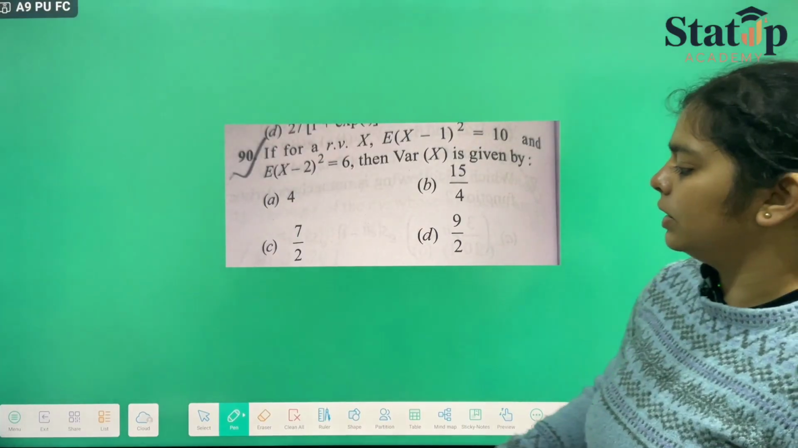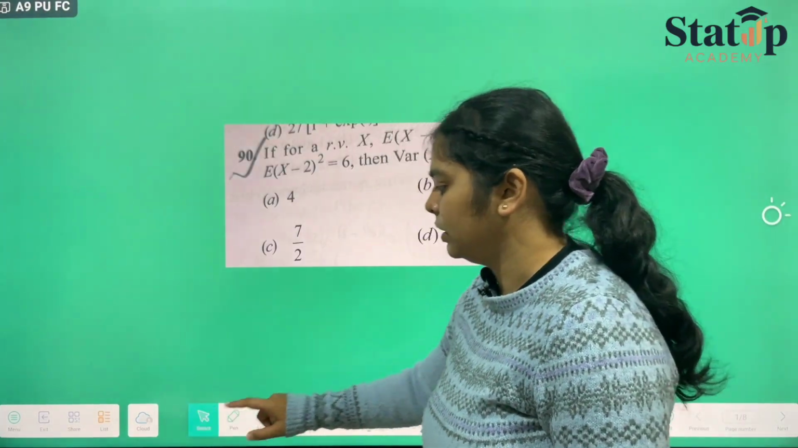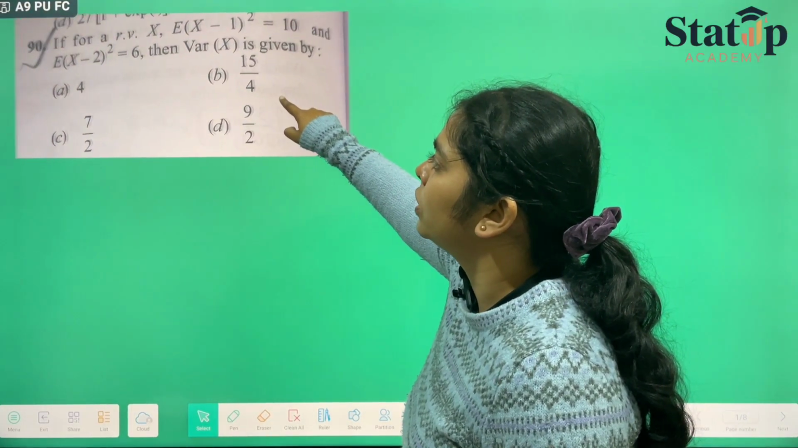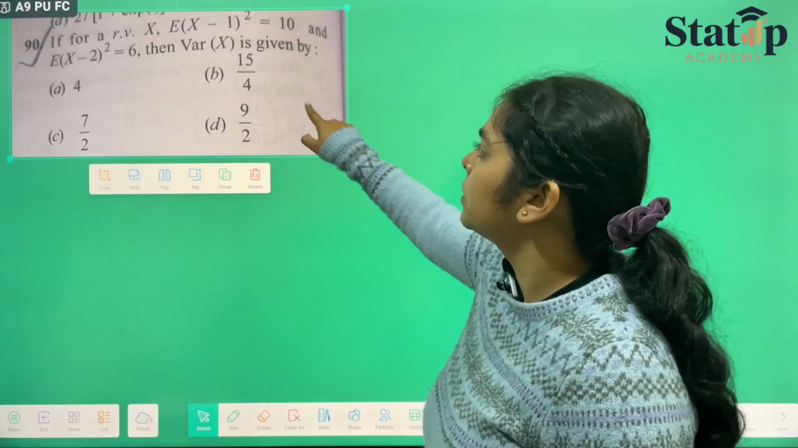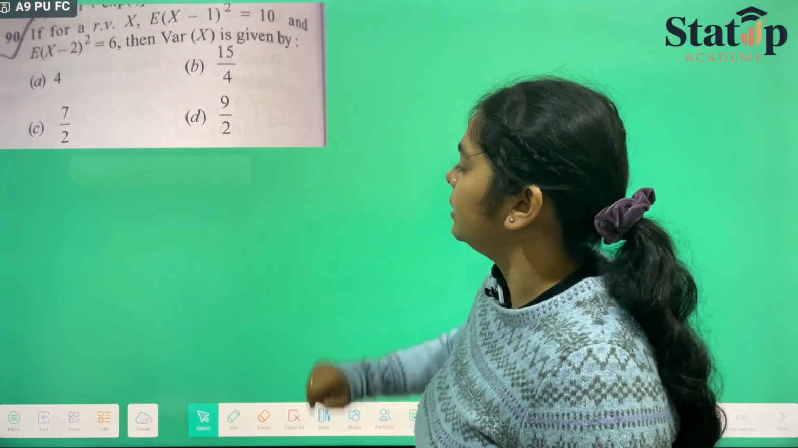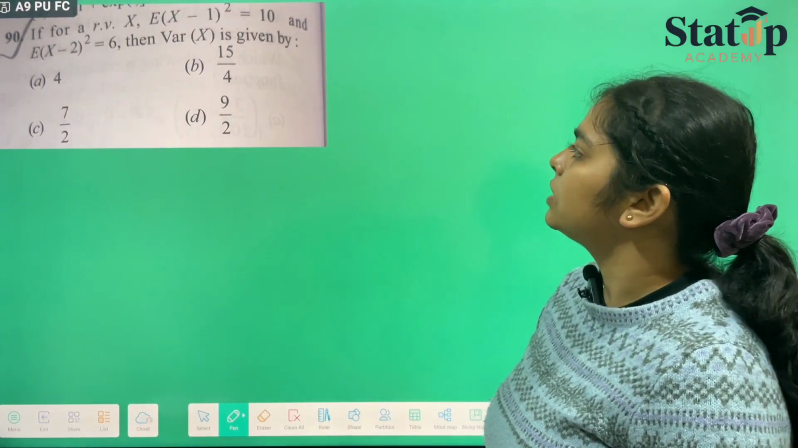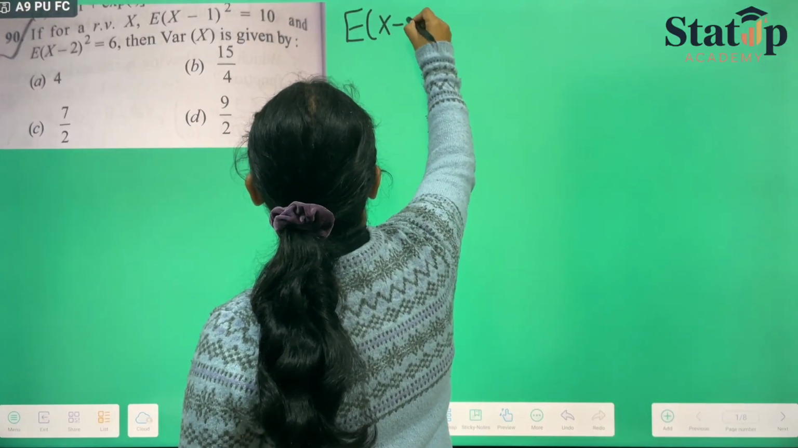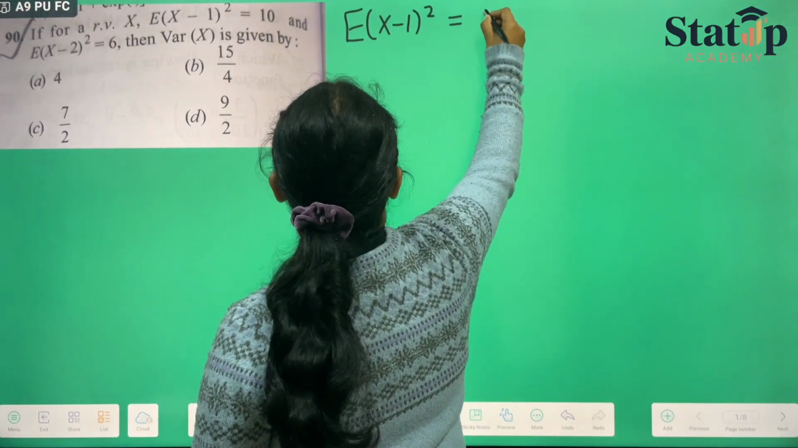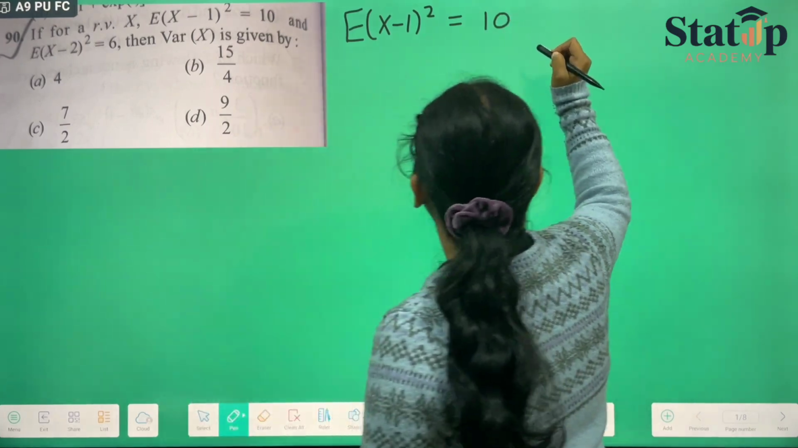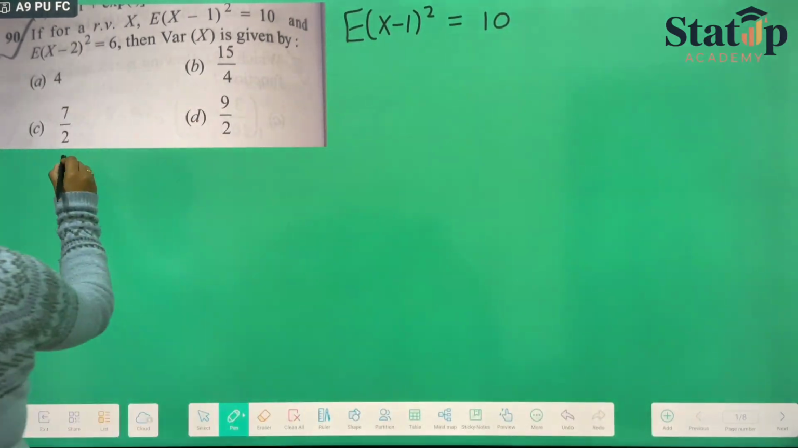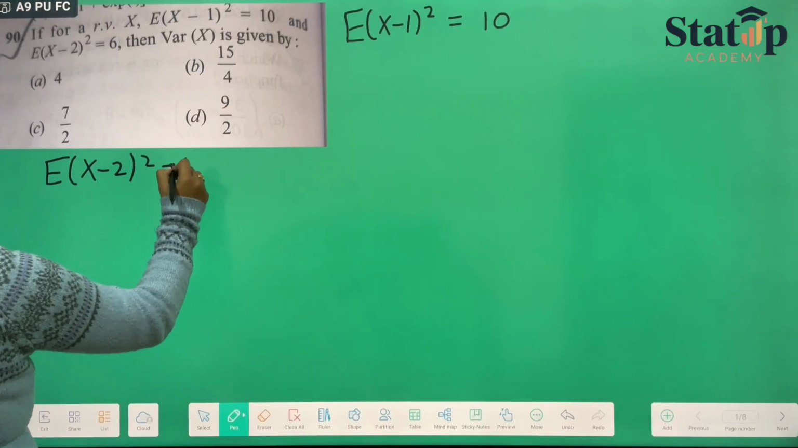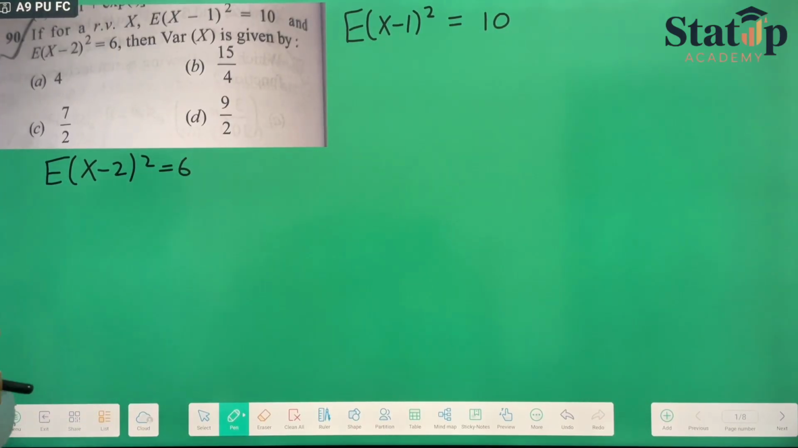Now moving forward to another kind of question. This is a simple expectation question, not of PGF, but I thought it would be useful for us to calculate it. They have provided us a random variable and given us two values. Expectation of x minus 1 whole square is equal to 10, and expectation of x minus 2 whole square is equal to 6, and we have to calculate the variance.